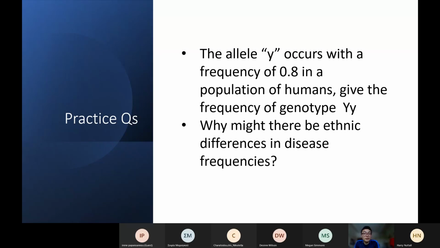Secondly, in terms of why there might be ethnic differences in disease frequencies, this can arise through multiple reasons. It might depend on whether it's an open or closed population. There might be certain survival advantages, perhaps based on different selection pressures imposed or the different variations within populations, and also consanguinity, which we discussed just now.